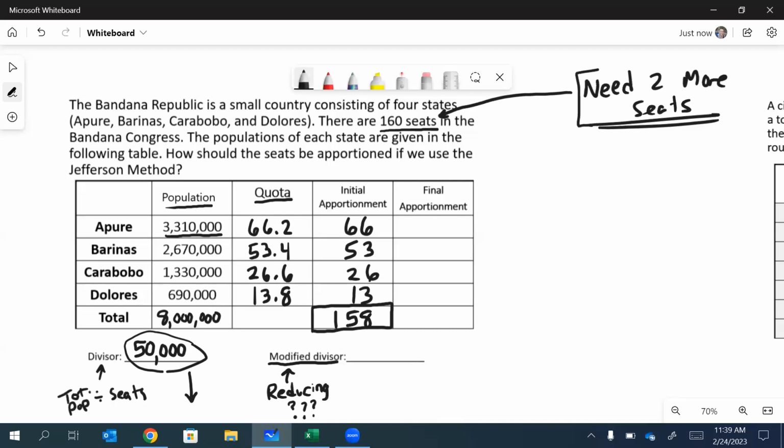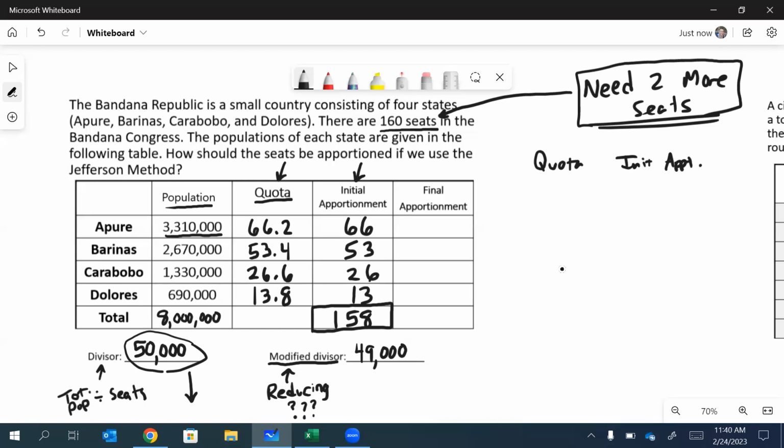Now, we just need 2 more seats, all right? So maybe I don't need to reduce that much. I'm going to try guessing 49,000 here. By the way, if you reduced a whole bunch, what would happen is you would give a lot of extra seats. And then I'm going to redo the quota and the initial apportionment to see how this changes my numbers. Okay, so we're basically going to take this number 49,000 instead of the 50,000 and redo all that.